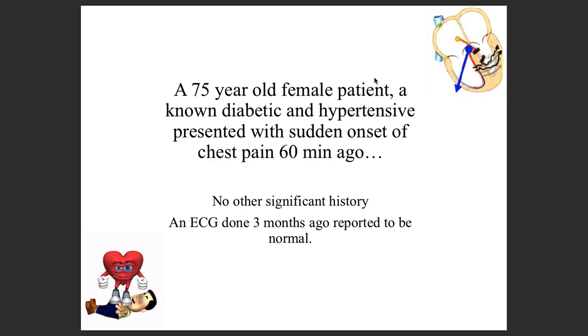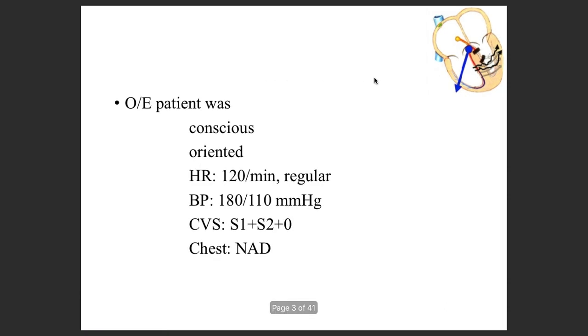she had been to her local physician. They did an ECG which was normal, but now the patient comes to you. So you try to see the different parameters we are supposed to assess. You see the patient is conscious, well oriented, and the heart rate is on the higher side, around 120 beats per minute. So it should ring a bell. With chest pain, the heart rate is slightly on the higher side.